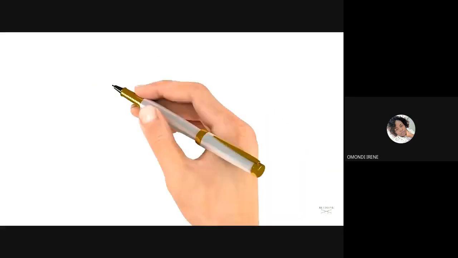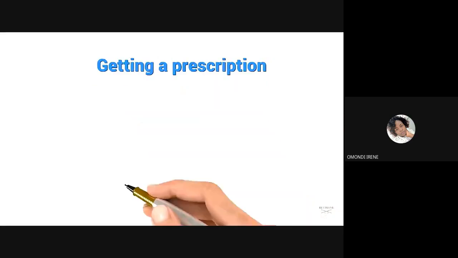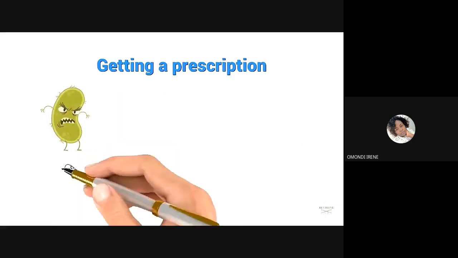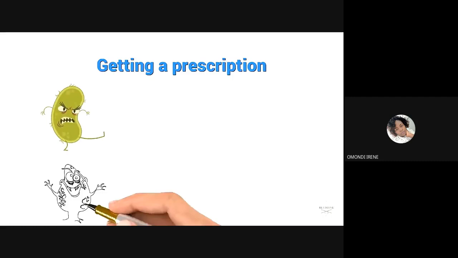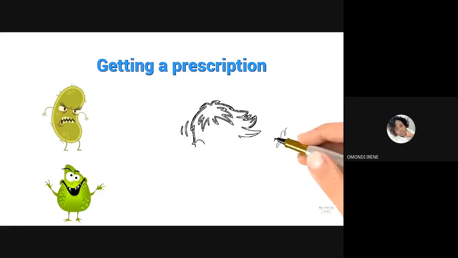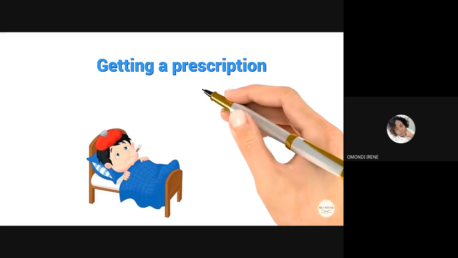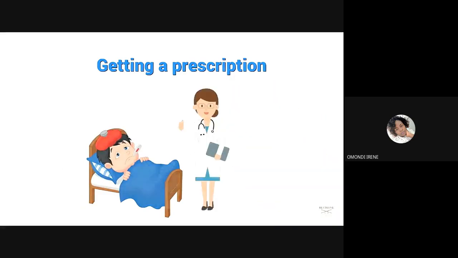And for our final tip, we recommend getting a prescription. Viruses cause most sore throats, but sometimes the culprit can be bacteria such as Streptococcus, which causes strep throat. If your sore throat doesn't go away or gets worse, or you're running a fever, see your doctor for a strep test. You might need an antibiotic.